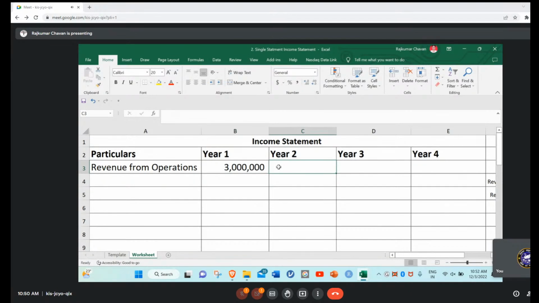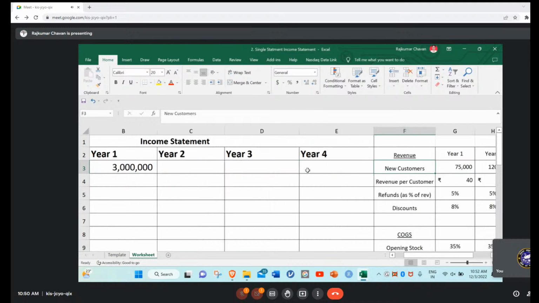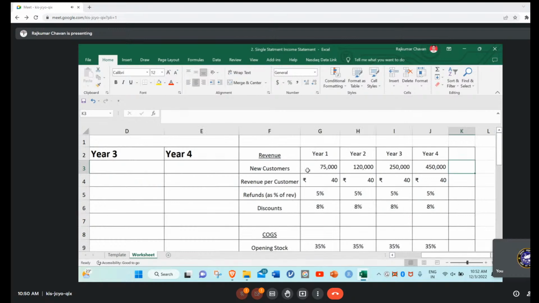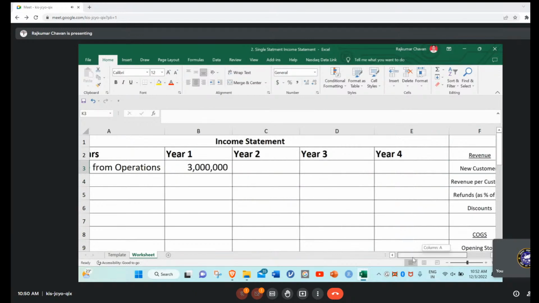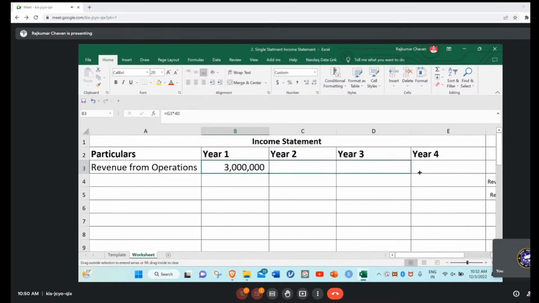So for year one, my total sales is 30 lakh rupees. Now the same thing we need to do for year 2. Tell me, year 2 how many customers? 1 lakh 20. 1 lakh 20 into 40? How much? Almost 48 lakh rupees. So now how to do this? You can easily drag it to the right hand side. Can you see that you got all the answers here?